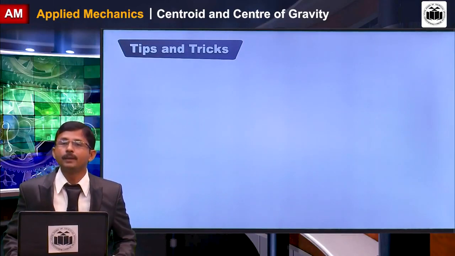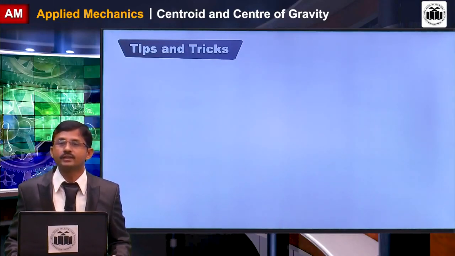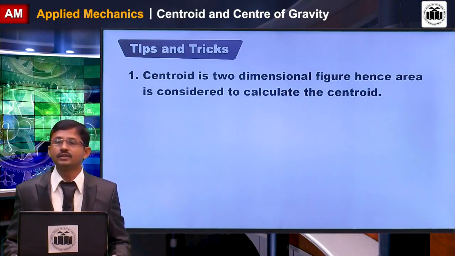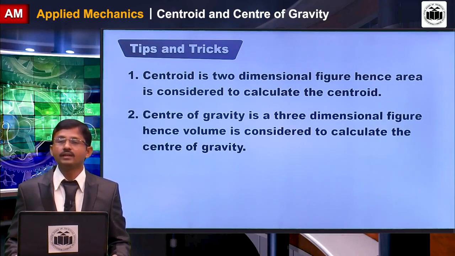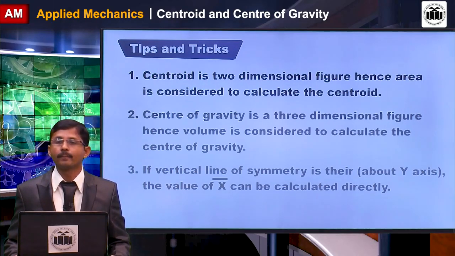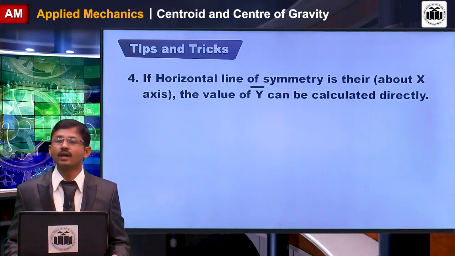Now we will see some tips and tricks with respect to centroid and center of gravity. The centroid is for a two-dimensional figure, hence area is considered to calculate the centroid. The center of gravity is for a three-dimensional figure, hence volume is considered. If a vertical line of symmetry is there about the y-axis, the value of x bar can be calculated directly. If a horizontal line of symmetry is there about the x-axis, the value of y bar can be calculated directly.